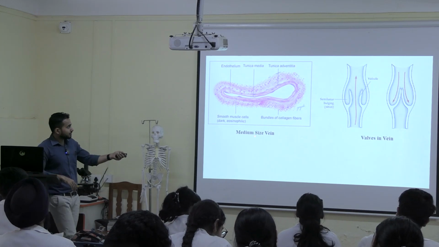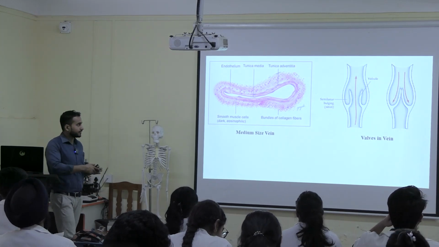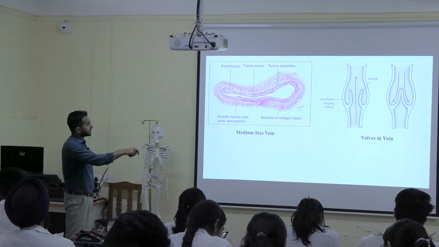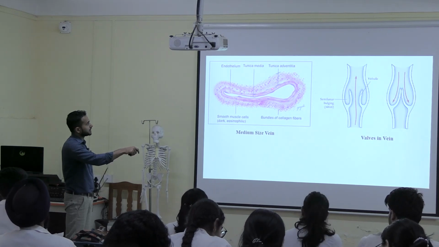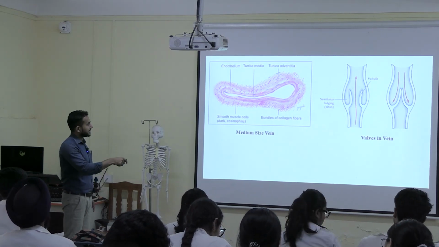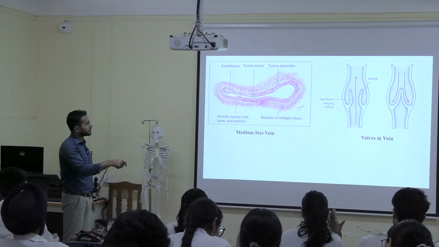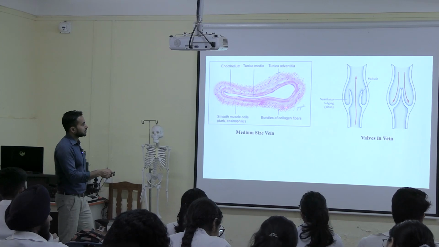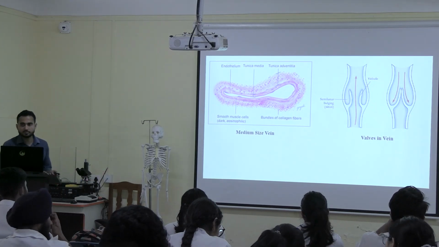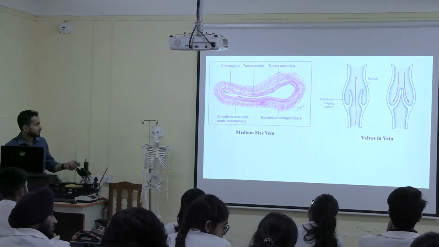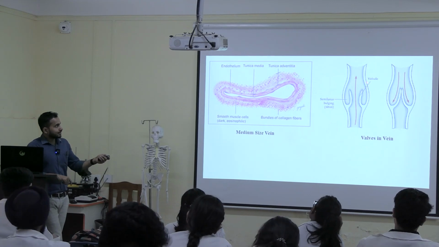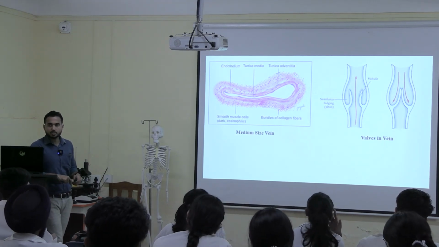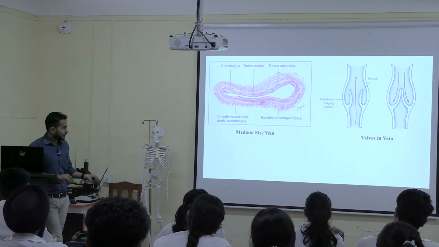Okay, now here you can see the medium sized vein. So in medium sized vein, first of all, this is the endothelium. See, this is the endothelium. Now after endothelium, if you see the tunica media, it is very thin, only few layers of smooth muscle cells are present. Okay, and after that you can see the tunica adventitia, which is quite thicker, where bundles of collagen fibers and elastic fibers are present. Next, you can see the valves, okay, which are present. So already you have studied about the valves of the lower limb. Same thing.